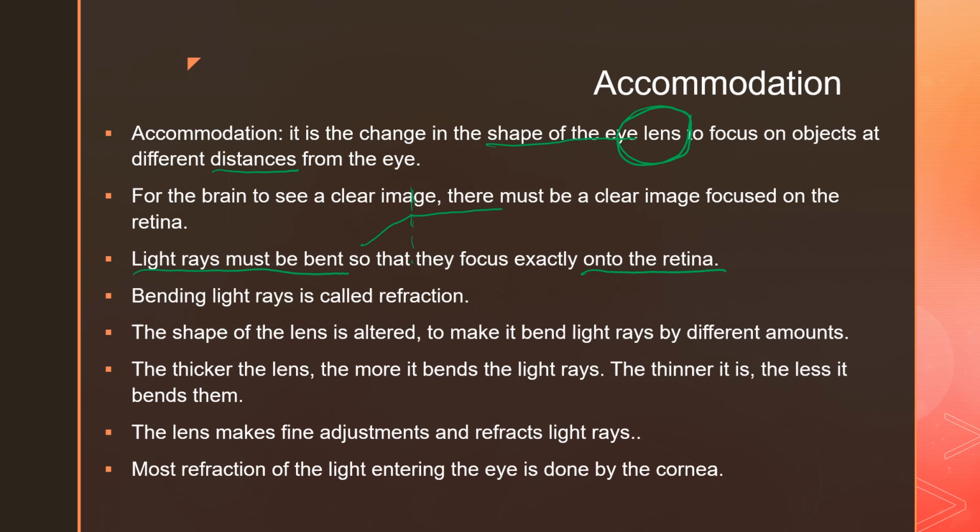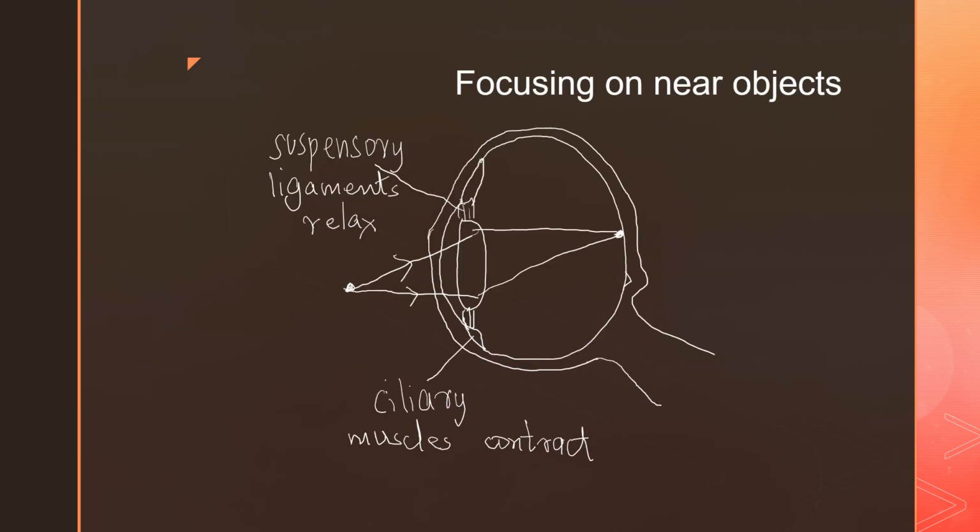The shape of the lens is altered to make light rays bend by different amounts. The thicker the lens, the more it bends the light rays. The thinner it is, the less it bends them. The lens makes fine adjustments and refracts light rays. More refraction of the light entering the eye is done by the cornea. Remember this. So we are focusing on near objects.